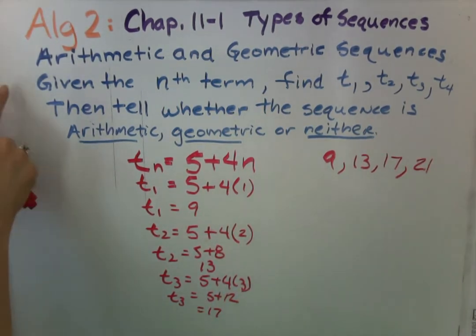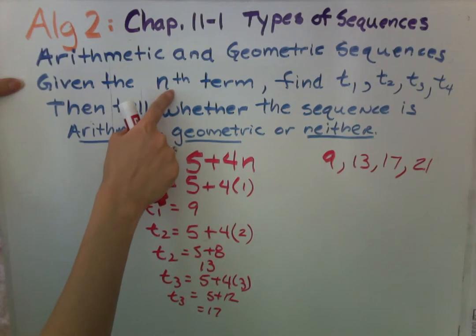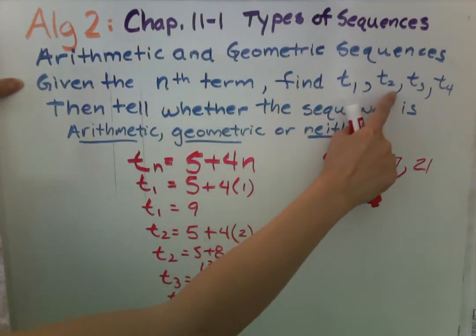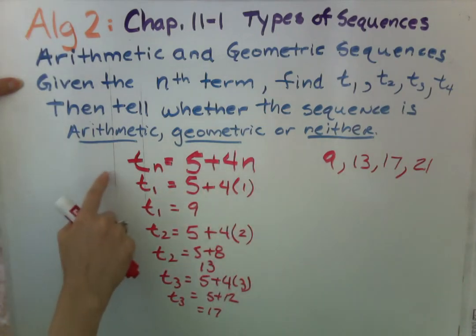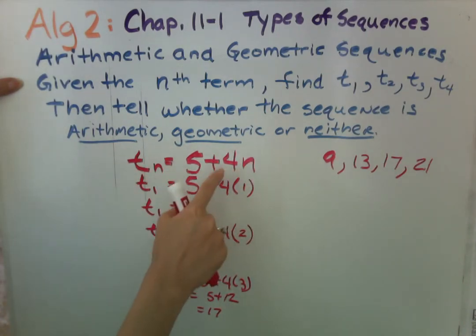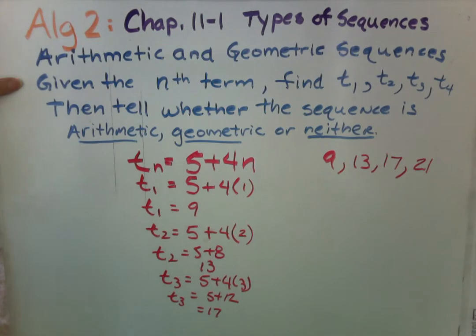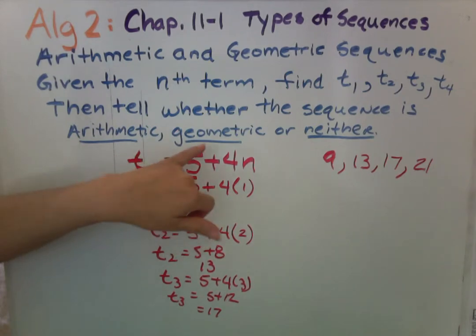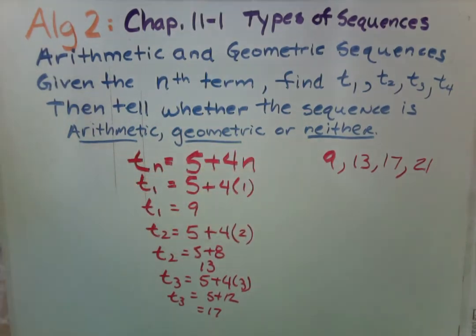Okay? So given the nth term, find what the first, second, third, fourth term is. Now they must give you some type of equation in order for you to find the first, second, third, and so forth. Now we have to tell whether this sequence is arithmetic, geometric, or neither.